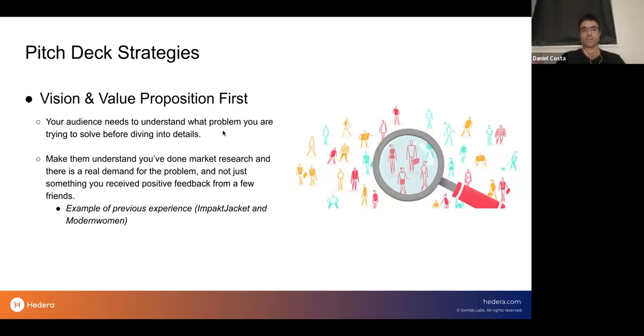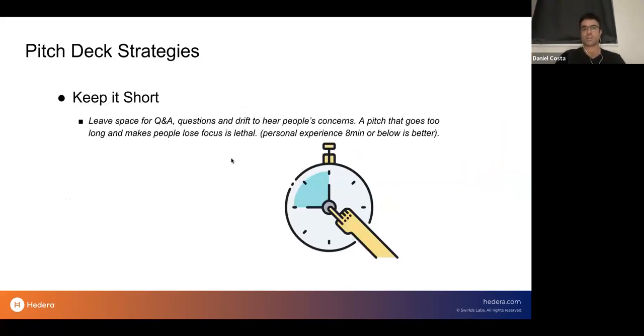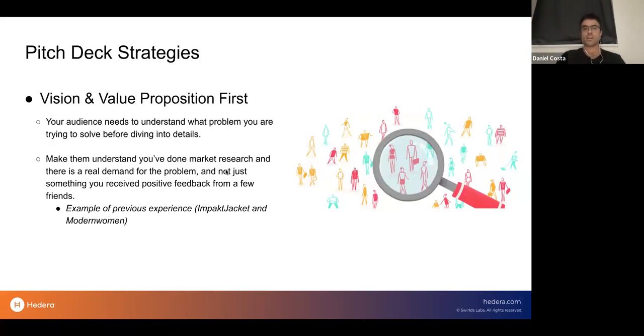One thing that I've always found is vision and value proposition first. Make sure that people in the audience understand what exactly you are trying to solve. People see a lot of these things every day, especially if you're going for a specific audience that specializes in these things. So it's better to go straight to the problem, why you are solving it, and how you are solving it. Make them understand you've done market research. I cannot stress that enough. And there's a real demand for a problem, and not just something you receive positive feedback on from a few friends.